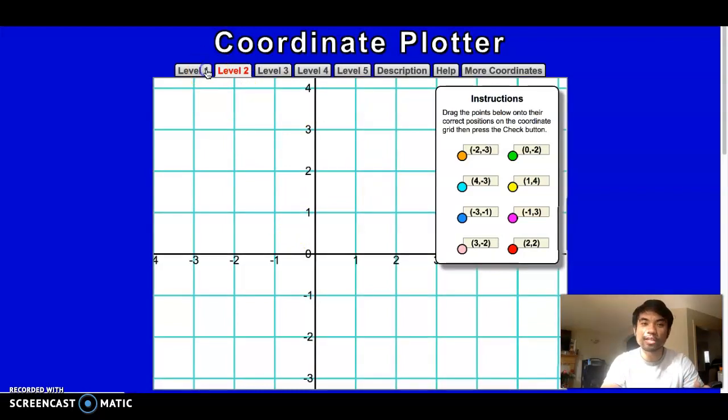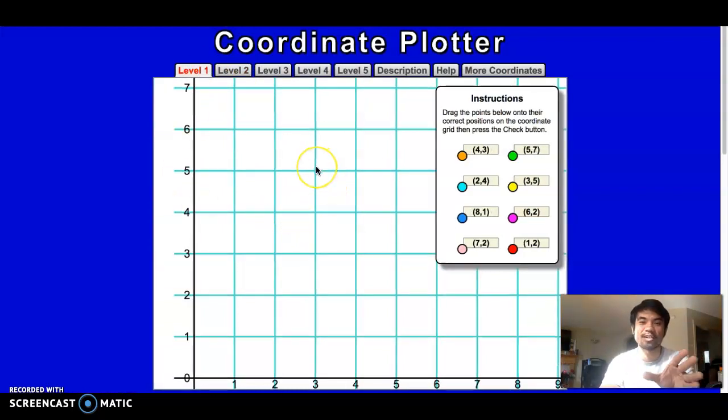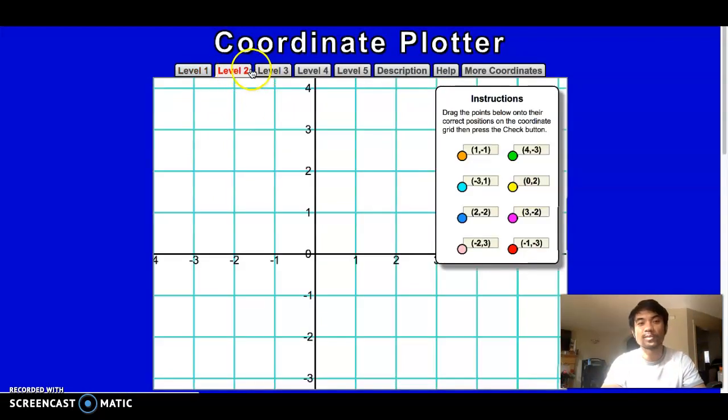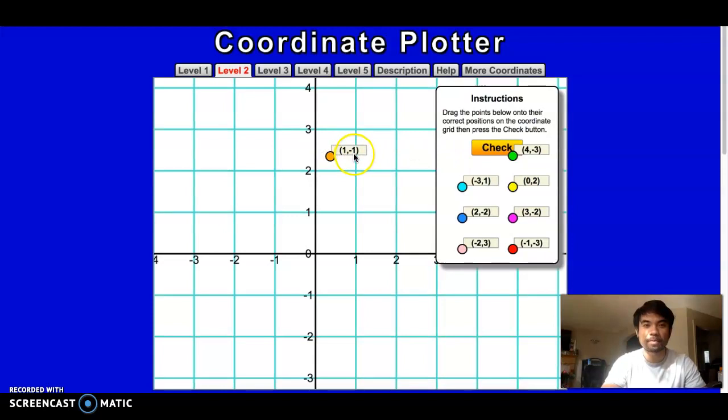This is the reason why it was level 1, because we are technically just practicing on quadrant 1. But now if we go to level 2, we are going to go to all the quadrants, right? So if you look at this one, 1, negative 1. Okay, we're going to go 1 to the right on the x-axis, and then we have to go down right over here. So this orange is in quadrant 4, and I am correct. Let's try another one. 4, negative 3. Okay, this thing's in the way, but whatever. I'm going to go 4 to the right, and I'm going to go 3 down. Am I correct? Yes, I'm correct.